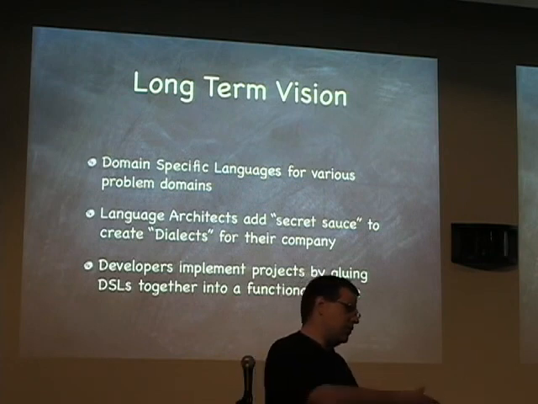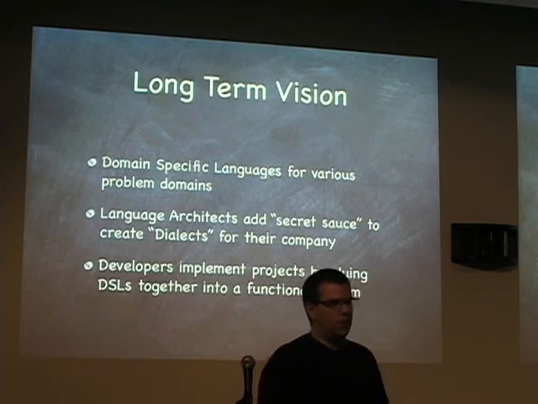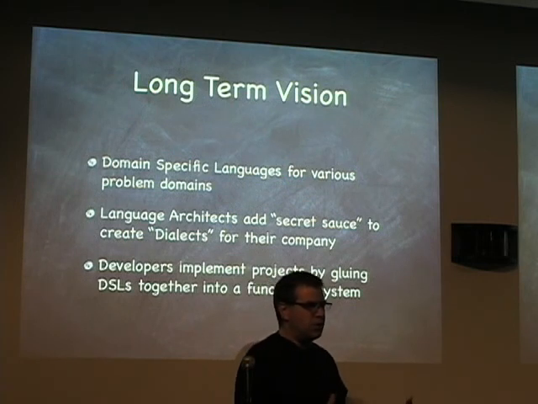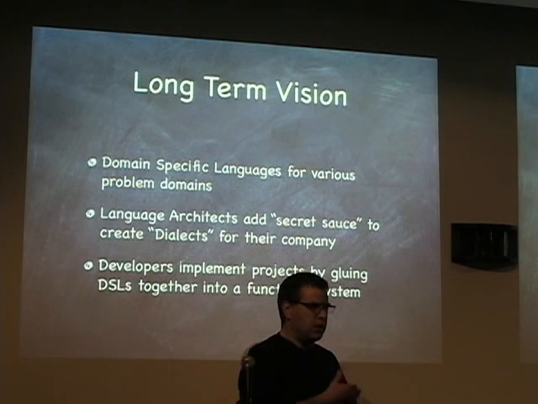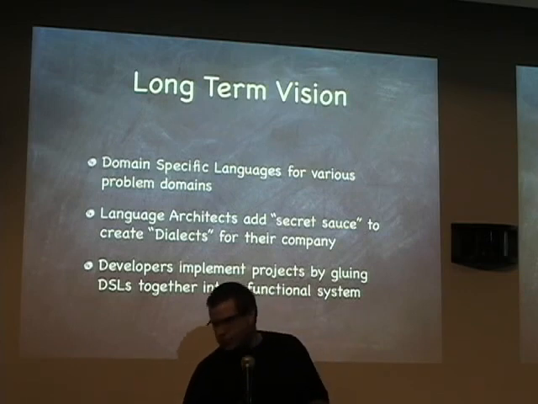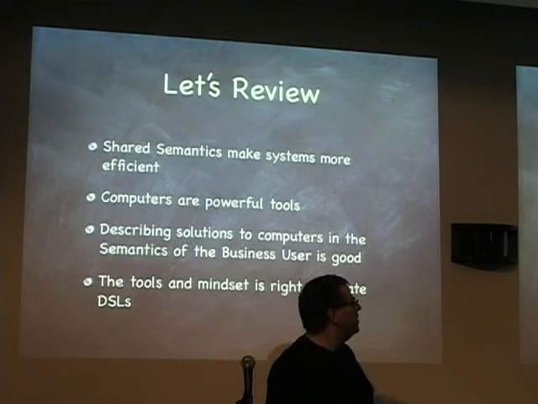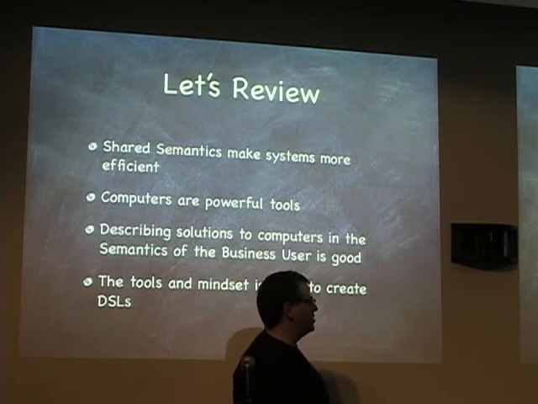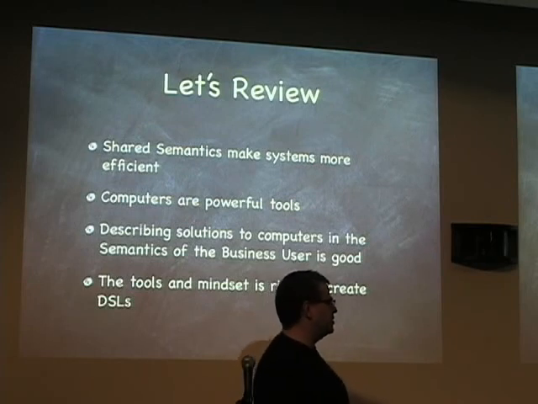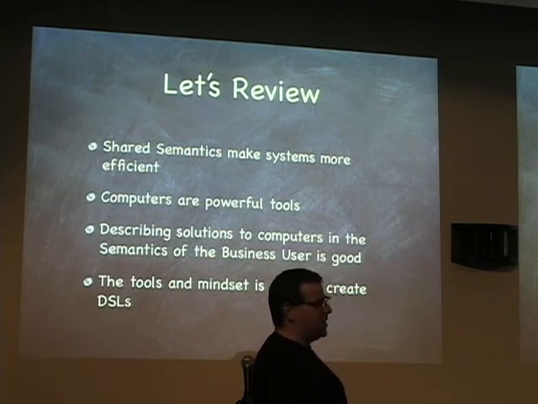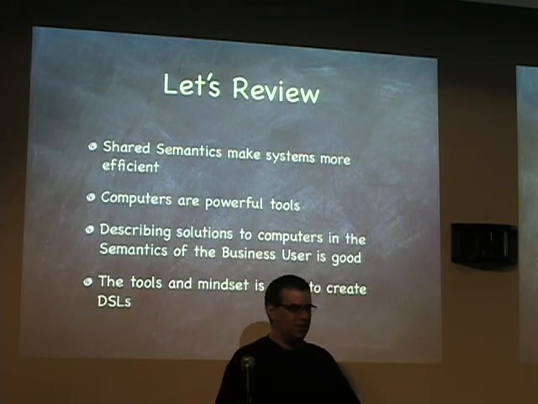So you have a shipping problem domain and a billing problem domain and a this problem domain and a that problem domain. The developers are the ones that are going to wire together, glue together the applications. And by the way, Ruby is one of the most excellent gluing languages around. It's my vision. I'm sticking with it. Let's review. Shared semantics makes systems more efficient. Computers are good tools. Describing solutions to the computers in the semantics of the business user is good. The tool and the mindset is right to create DSLs. Questions?